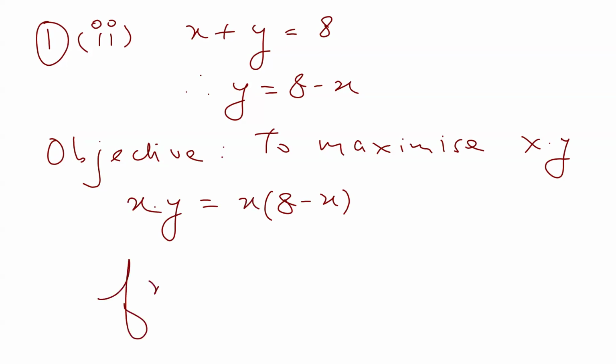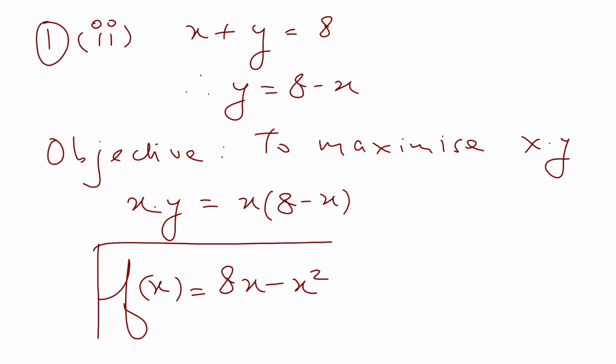So f of x is equal to 8x minus x square. So this is the starting point. You can take it ahead from here and solve it as self study.